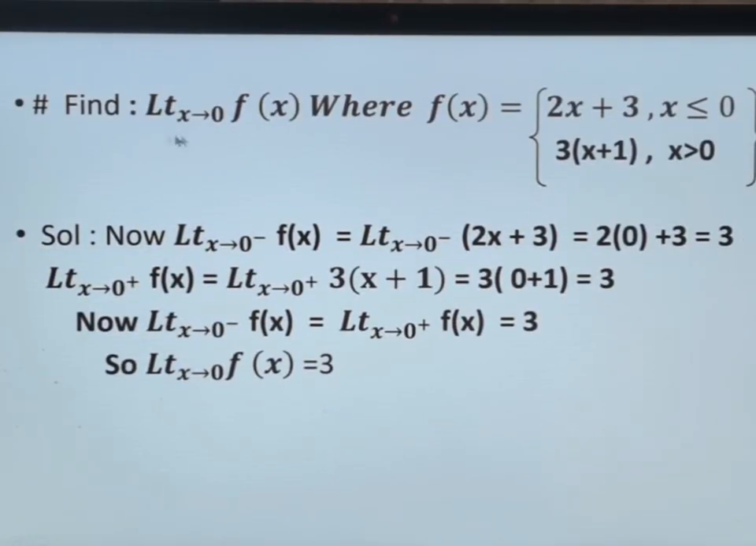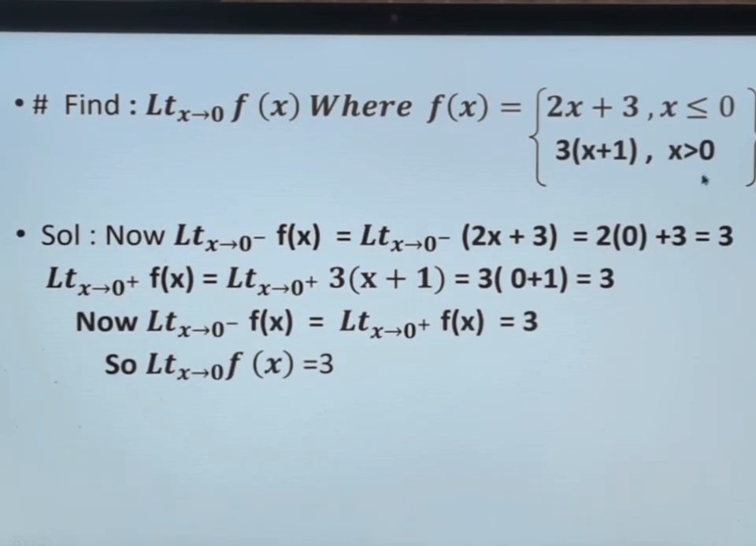Find limit x tends to 0 of f(x), where f(x) is given. When x less than 0, f(x) is equal to 2x plus 3. When x greater than 0, f(x) is equal to 3 into x plus 1. Now first we say left hand side limit, limit x tends to 0 minus f(x). So that is equal to limit x tends to 0 minus, x less than 0, that is 2x plus 3. So directly put x is equal to 0, we get 2 into 0 plus 3, that is equal to 3.